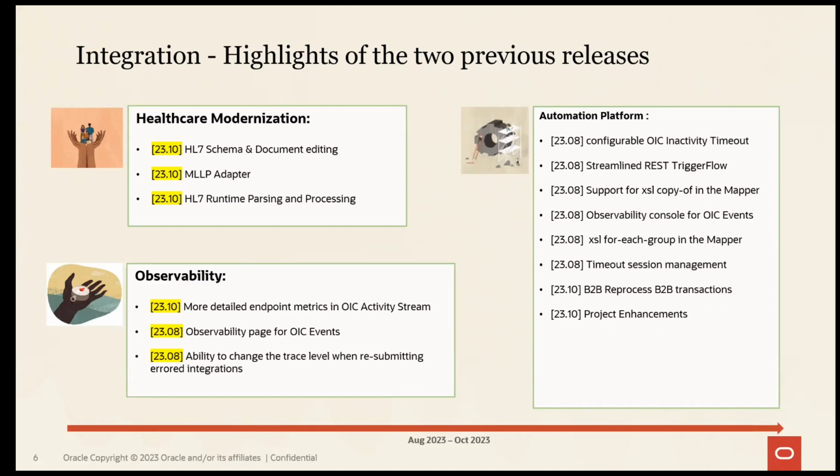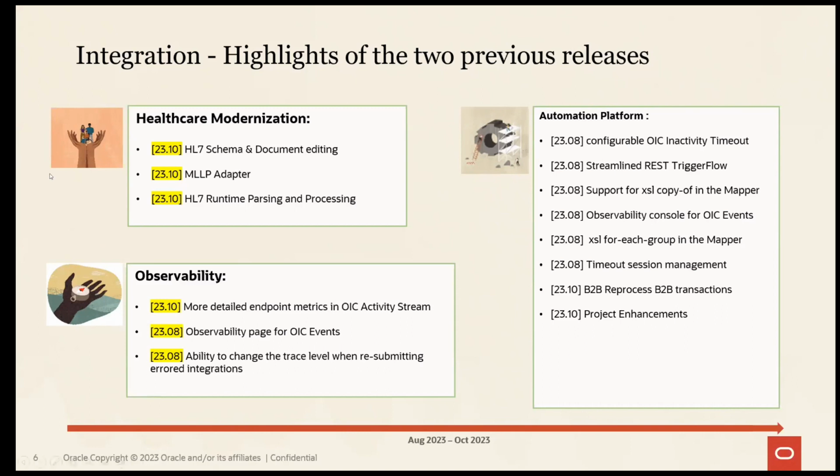And of course, we introduced OIC events. Very, very similar to what we had in Gen 2 with Pub Sub, very similar to what we had in SOA Suite with Event Delivery Network. And we've now got an observability page for those OIC events, so you can see who is subscribing or which integrations are subscribing to which events.